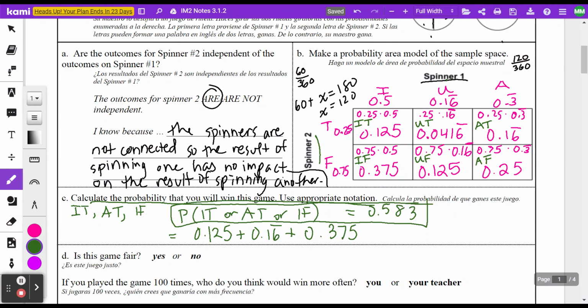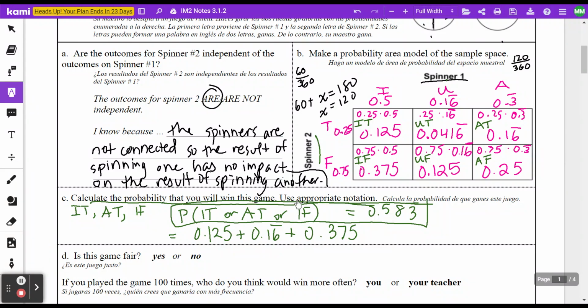So that's my answer. Now I want you to notice that the instructions said to use appropriate notation. This is what that refers to. Making sure you write in probability notation with a P for probability, and then in parentheses, what you are finding the probability of, and then an equal sign followed by the numerical answer.